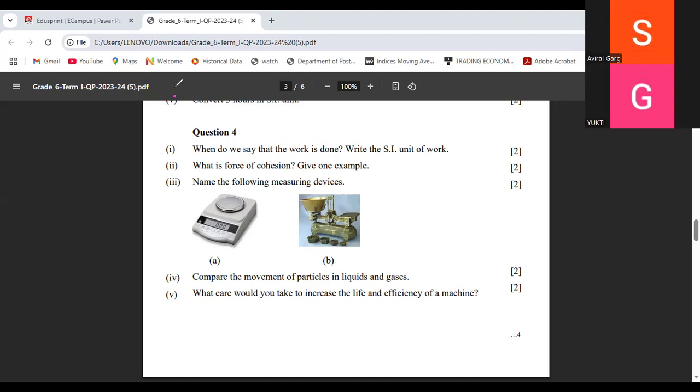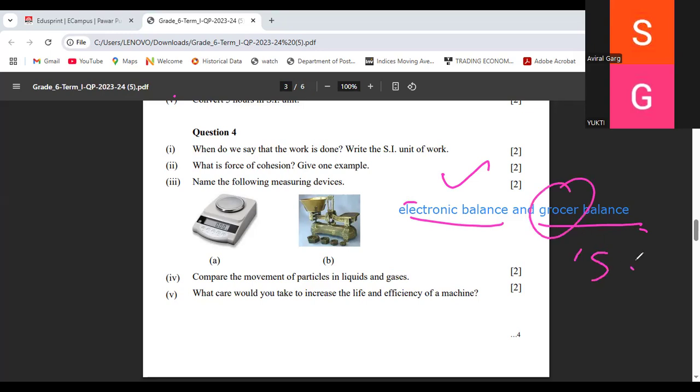Should I write the answer? Okay. So the first one, okay. Electronic balance, correct. And grocer's balance. Grocer balance or grocer's balance, this is a bit incorrect. Put the apostrophe. Grocer's balance. Correct. Both are used to measure mass. Then next question.